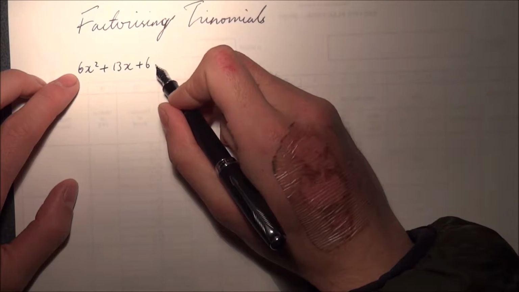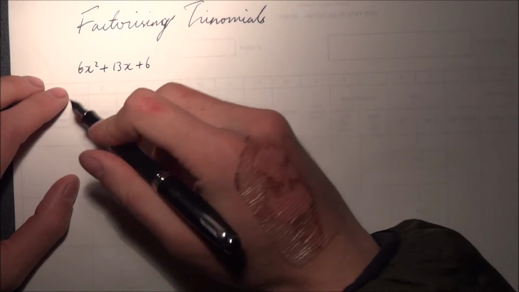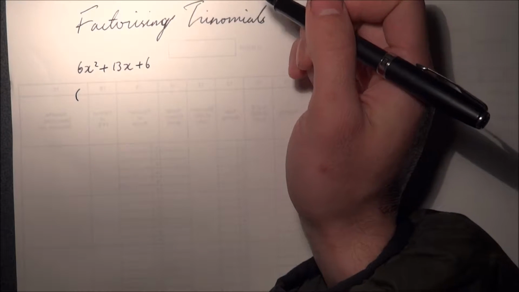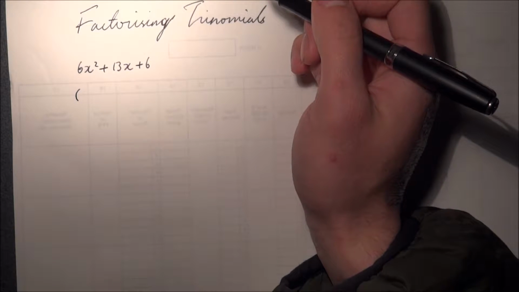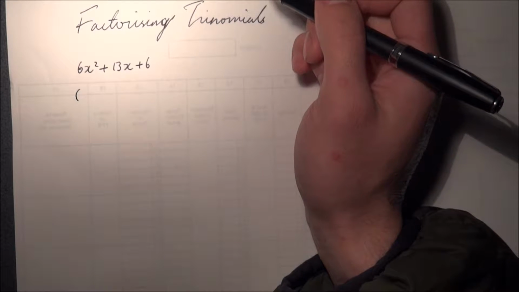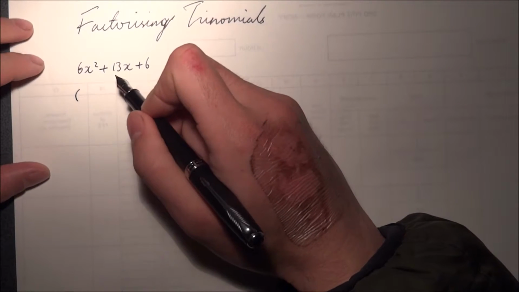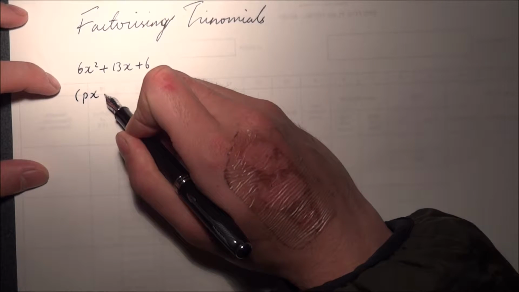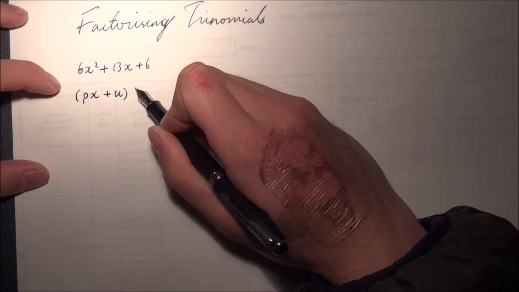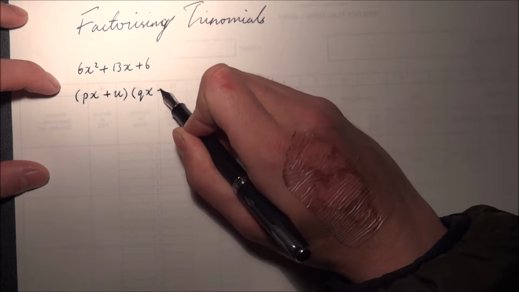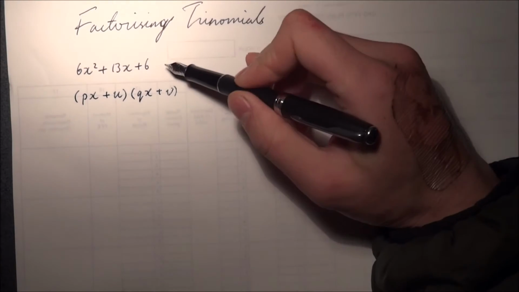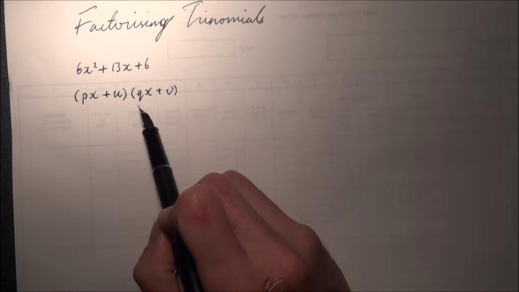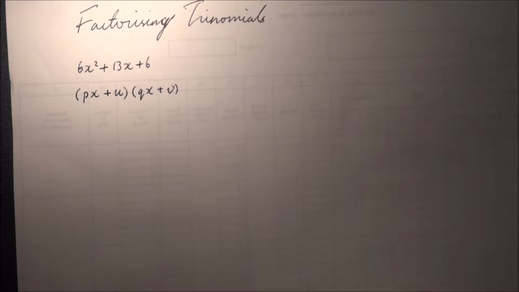So what we're trying to do is go from this trinomial form into the binomial product form. Of course we don't know what the coefficient and the constant terms are respectively for the binomials, so we just put in some placeholders. So we have px plus u times qx plus v. We want to go from here to here, and we have to find out what p, q, u, and v are respectively.